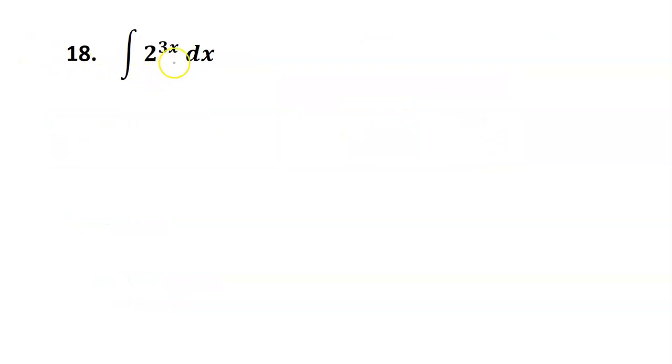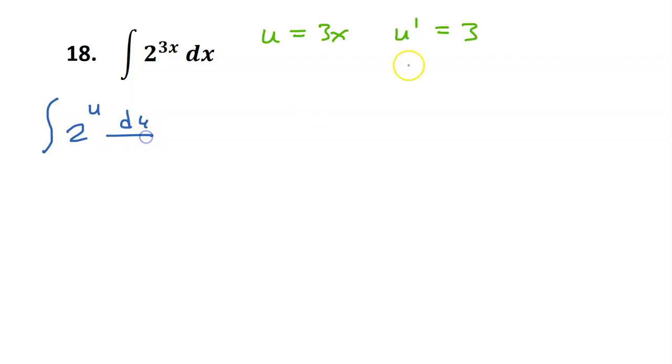For number 18, let's let u be the entire exponent. So u will equal 3x, which means that u prime will equal 3. Let's do that substitution. So we have 2 to the u power. Instead of dx, we write du over u prime, which is 3. This 3 in the denominator can be brought out in front of the integral as a 1/3. So we have 1/3 the integral of 2 to the u du.